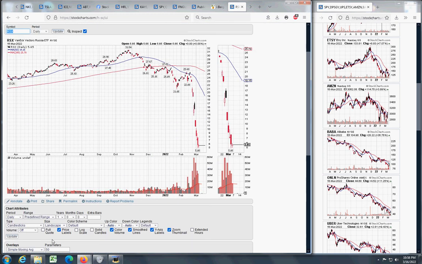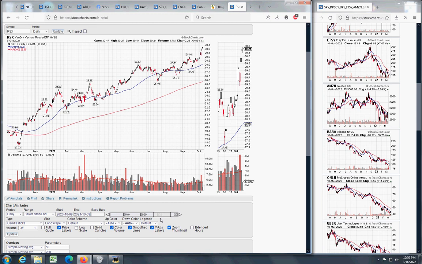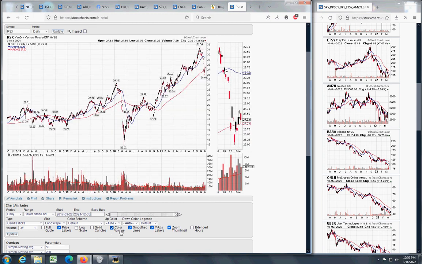But I want to point out something. You can change the range to completely arbitrary and just roll it back like this. Before all this started, this is what Russia looked like. This is your coronavirus, this is 2020. I can roll it even further back.